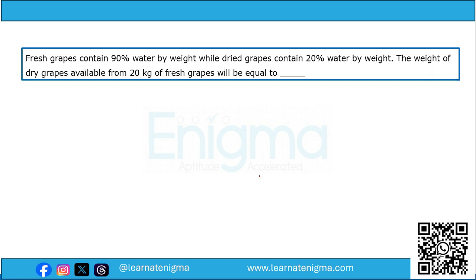Fresh grapes contain 90% water by weight, while dried grapes contain 20% water by weight. The weight of dry grapes available from 20 kg of fresh grapes will be equal to? Now, the concept in such kind of questions is that the weight of fruit pulp remains constant.